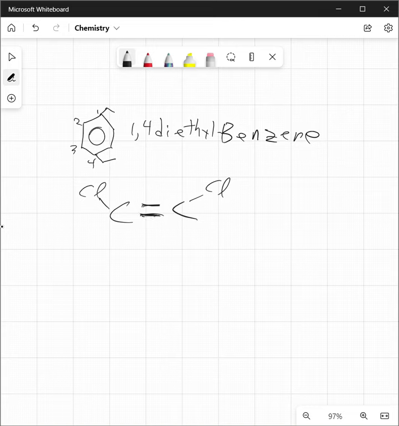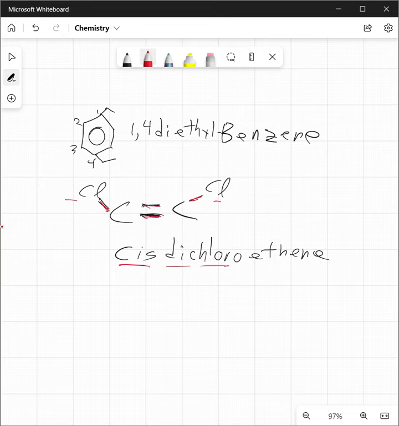Notice I put these chloros above on the same side of that carbon. So that would be cis-dichloroethene, for the 2 carbons. So cis, these are on the top. That's the cis dichloro, 2 chlorines, and an ethene for the double bond.